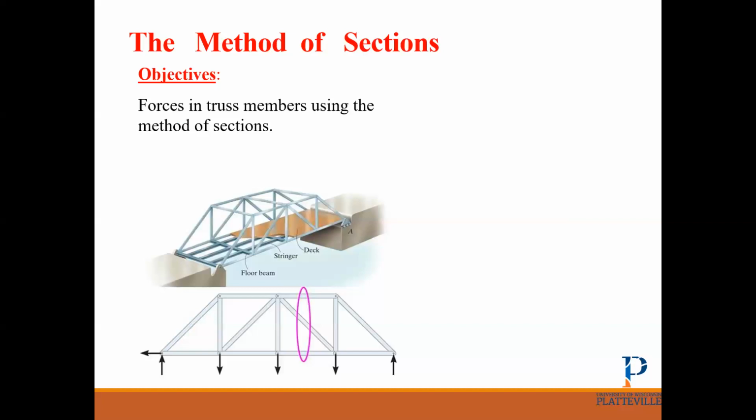For example, in this truss, you can see the floor beam, stringer, and deck. So we can transfer all these loads here as external loads. We are also able to find the support reactions. Instead of going joint by joint, if we need only this member, we can use an imaginary cut. That's why we call it method of section. Okay, let's see how it works.